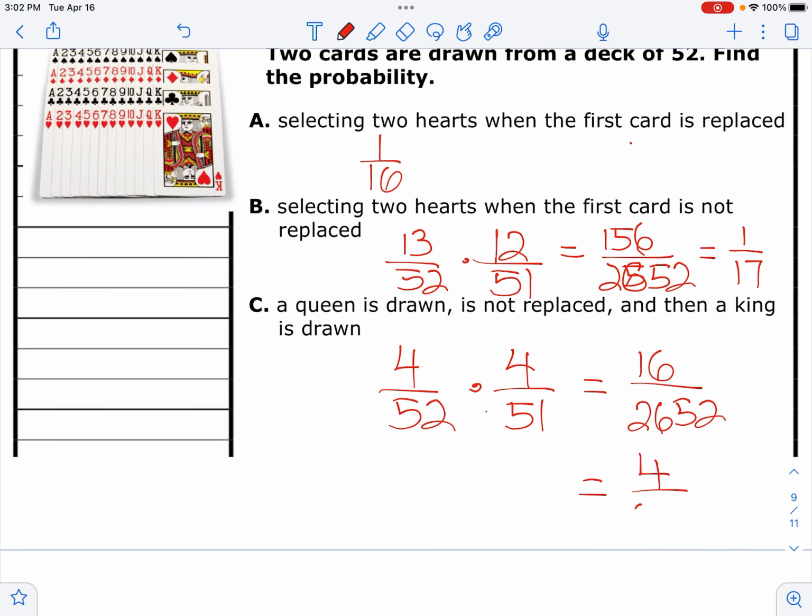Or you could do the percentage or the decimal, which would be like 0.006. So less than 1%. So it's a really small chance. Okay, hope that makes sense.